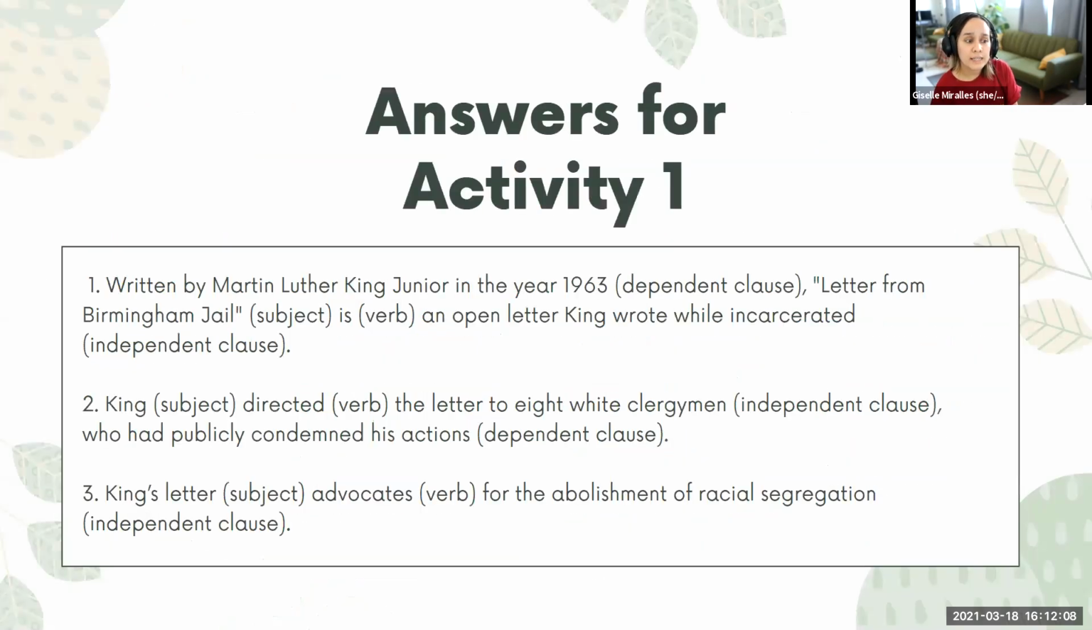If we look at these examples, number 3 would be considered a simple sentence because it doesn't have any dependent clauses attached to it. So number 3 is one independent clause, therefore it is a simple sentence.